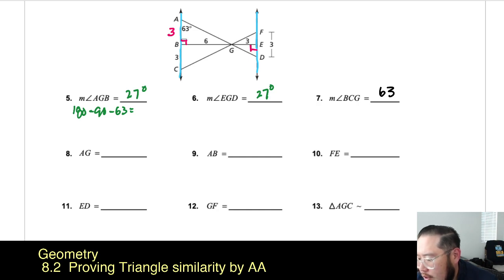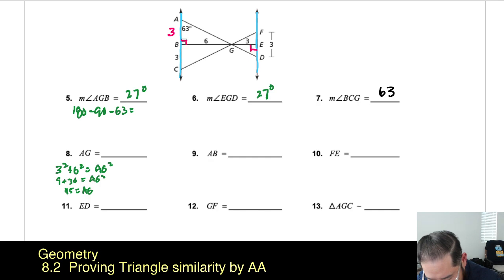Okay, so let's go ahead and put things together for A to G. I want to put 3 squared plus 6 squared is equal to A to G squared. So we have 9 plus 36 is equal to A to G squared. We end up with 45 is equal to A to G squared. We'll square root both sides, and A to G is equal to plus or minus rad 45.